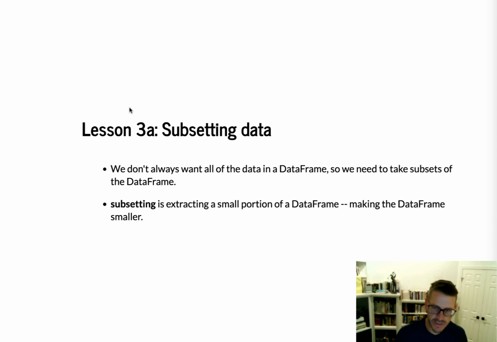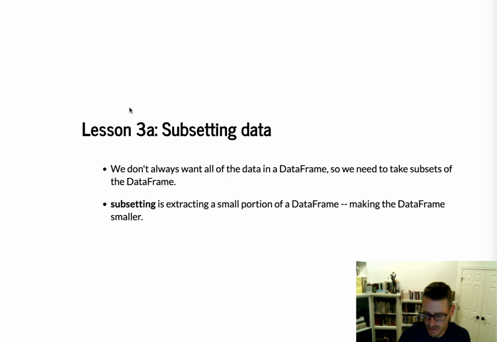Right, so let's talk about subsetting data, because we usually start with a data frame, an initial data frame that we import, but we often don't really care about all the information in there. So we usually want to select a smaller portion of that data frame, and we call that subsetting. And we can do that in a couple different ways.